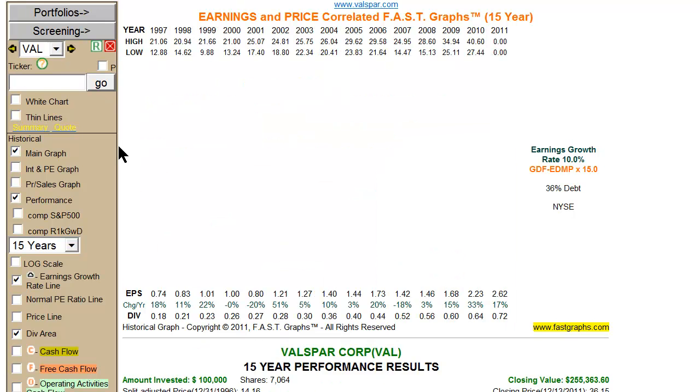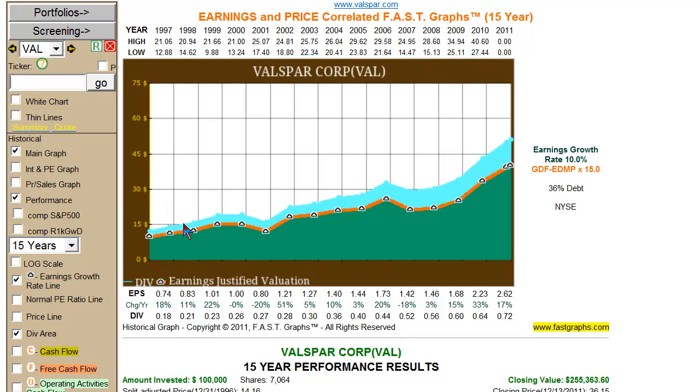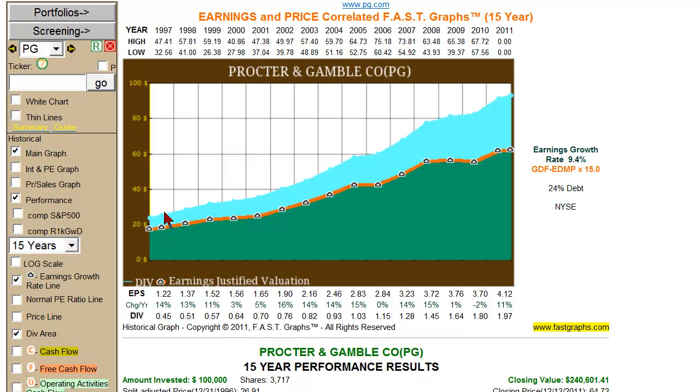In our next example, we'll look at Valspar, and you'll see again a low payout ratio relative to its full earnings. A company like Procter & Gamble, which pays about 40 to 50% of their earnings out, it becomes very clear. You can see that the company does pay a steady dividend.